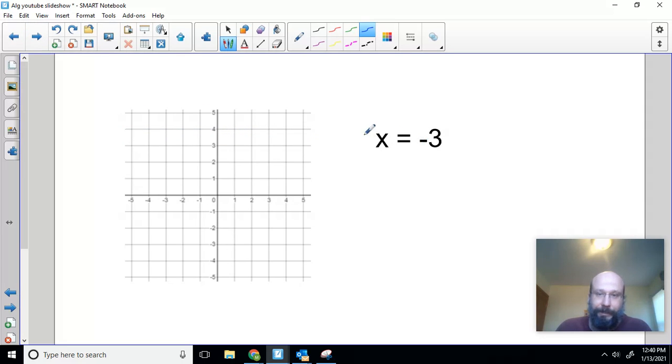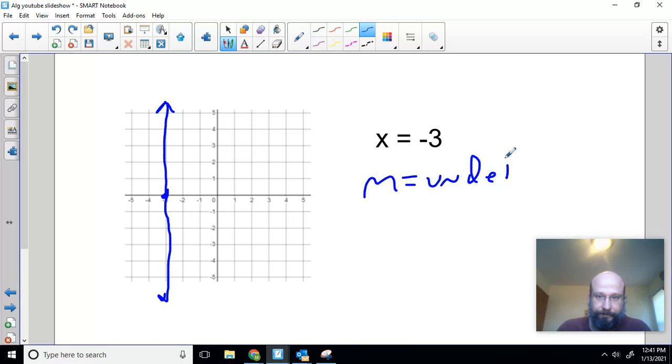Same thing here. You're going to think x equals -3. I'm going to put a dot on x equals -3, and then I'm going to remember that if it crosses the x, if x equals -3, then it's got to be a straight up and down line, and that's going to be a slope of undefined.